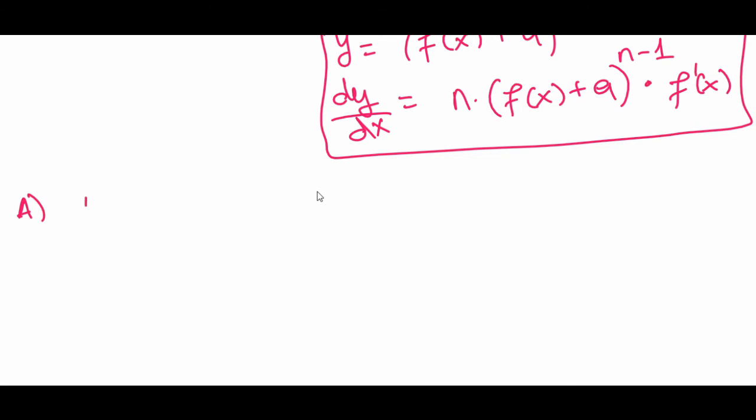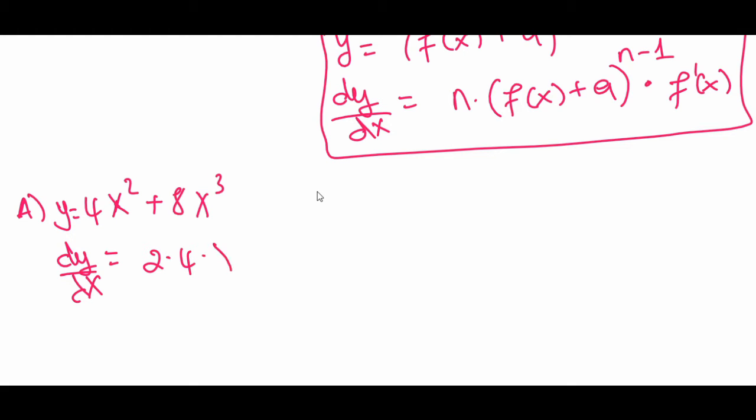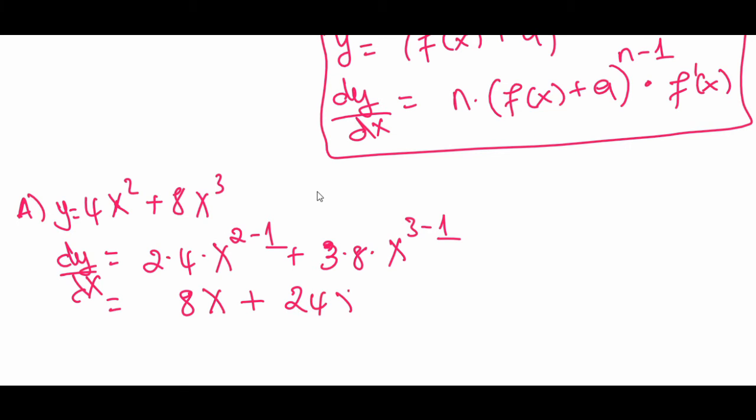Okay, so for a, I have 4x squared plus 8x to the power 3. Let us say y equals this, so my dy by dx will be equal to 2 times 4 times x to the power 2 minus 1 plus 3 times 8 times x to the power 3 minus 1. So I will obtain 8x plus 24x to the power 2. This one is for a.